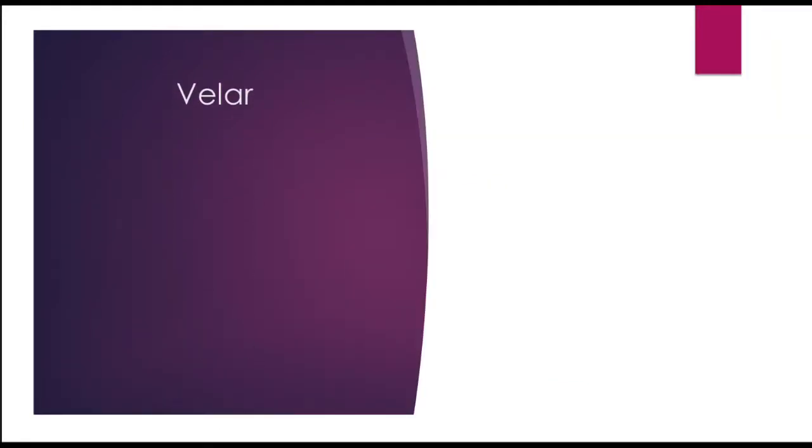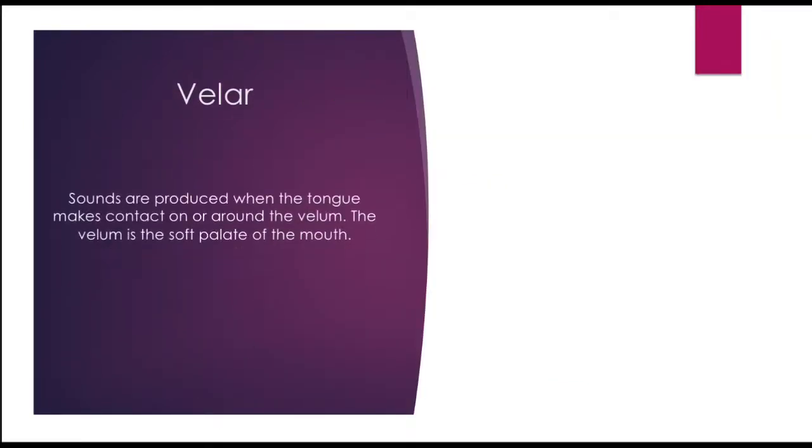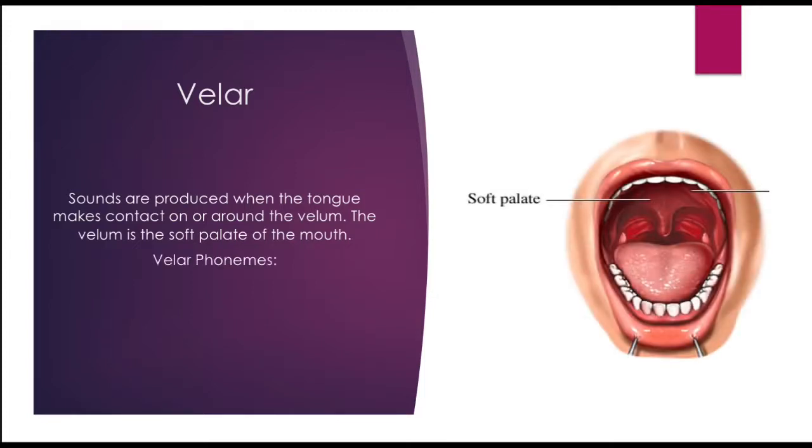We then have the velar sounds, and velar sounds are produced when the tongue makes contact on or around the velum, and the velum is the soft palate of the mouth. And the soft palate is, if you continue all the way back to the end of where the rigid part of the roof of your mouth is, you'll feel that it gets softer, and that's the soft palate. So the velar phonemes are going to be the k as in king, the g as in green, and the ng as in king at the end.